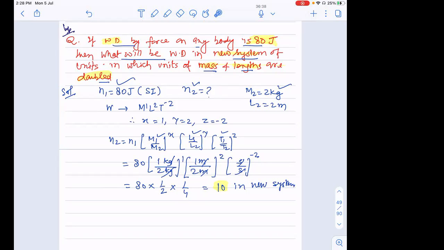Anybody want to ask in this? इसमें कुछ पूछना है? Anybody has doubt in this question? You can just go ahead. Or shall I give you one more question, similar question for practice?